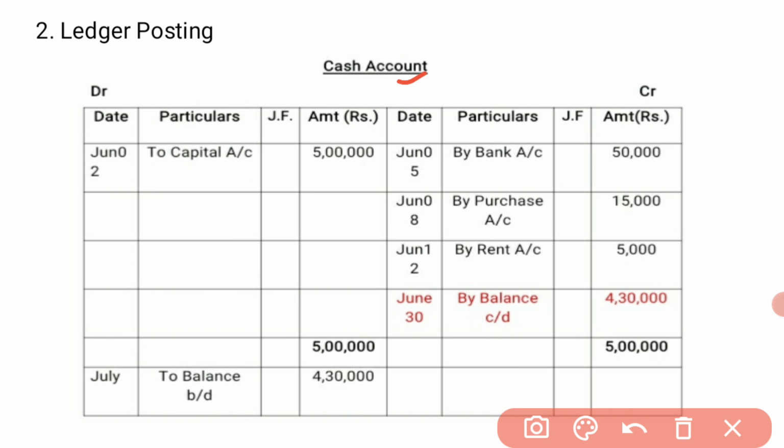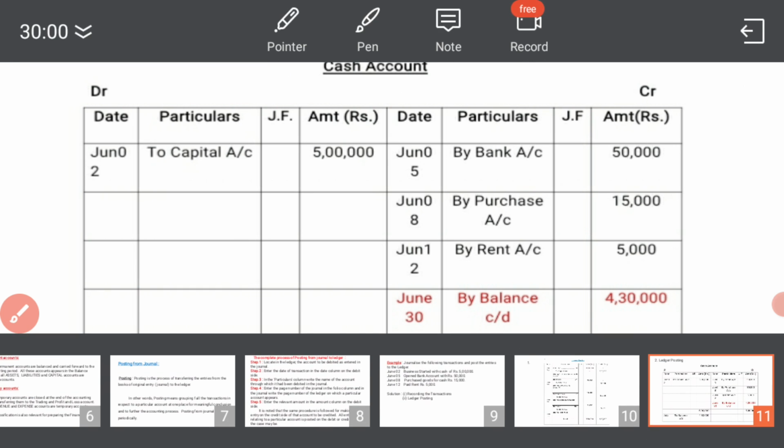So here we have to remember one more thing. In debit side, whatever the particulars column you are going to write, it should start with "To". And if you are going to write in this credit side, the particulars should start with "By". So this is what you have to remember here. Okay. Then this is first transaction, that is to capital account 5 lakh.